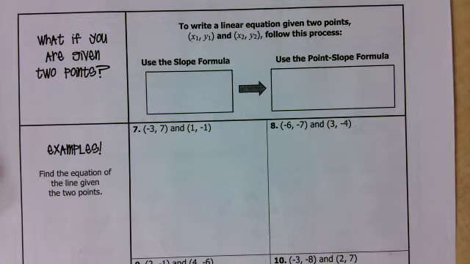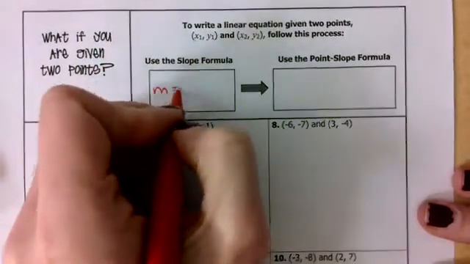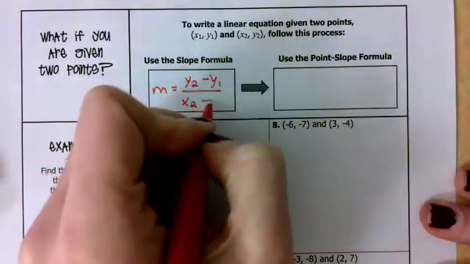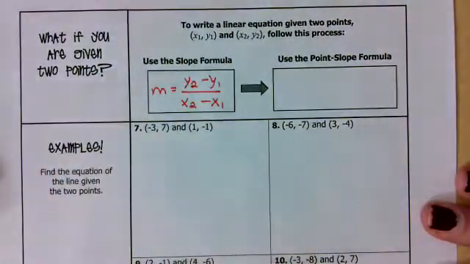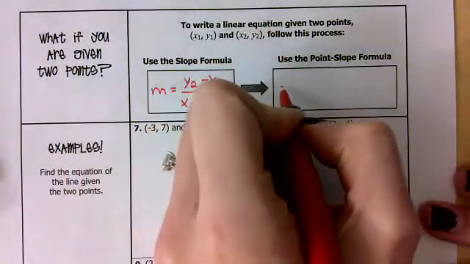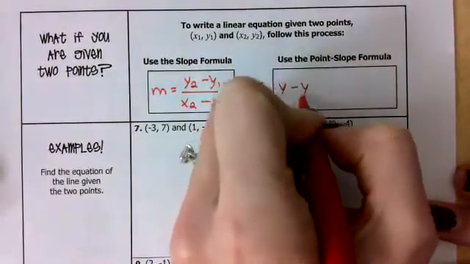So if we were just given 2 points and we weren't given the slope, we would have to solve for the slope. Remember our slope formula, y2 minus y1 over x2 minus x1. This would give us our m, and then we would be able to plug that in for m in our point slope formula.